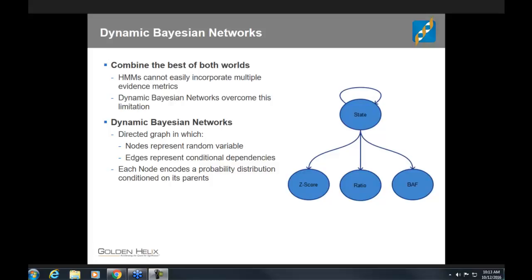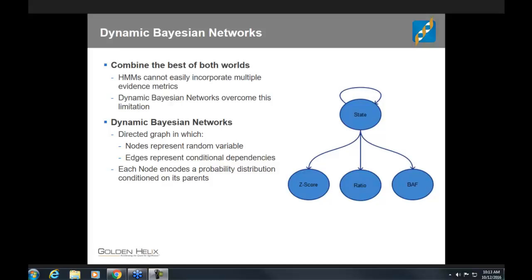The idea behind a dynamic Bayesian network is that it's a directed acyclic graph in which you have nodes that represent random variables, and you have edges that represent conditional dependencies between these variables. And each node in the network encodes a conditional probability distribution that's conditioned on the node's parents. And so here on the right, what you see is a network that's very similar to the dynamic Bayesian network that we use in our approach. We have a CNV state that is unobserved, that is, it's hidden, that we're trying to determine the correct state assignment to. And we have three evidence variables.